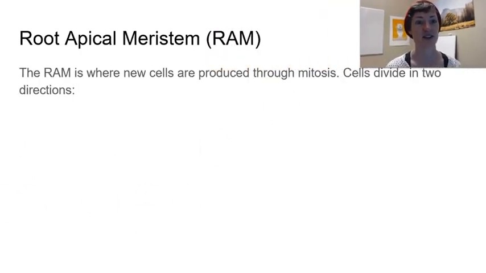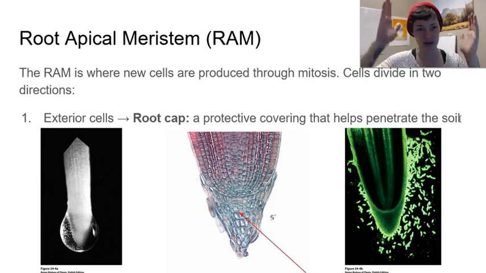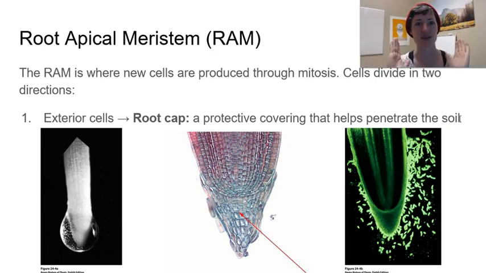Okay, so the root apical meristem, the RAM, this is where new cells are produced through mitosis. Cells can divide in two directions. So for many of our meristems that we talk about, there's going to be a caveat here: cells dividing in two different directions. When we talk about the outer meristem that makes the epidermis, that one is maybe just one. Okay, so anyway, the root apical meristem.